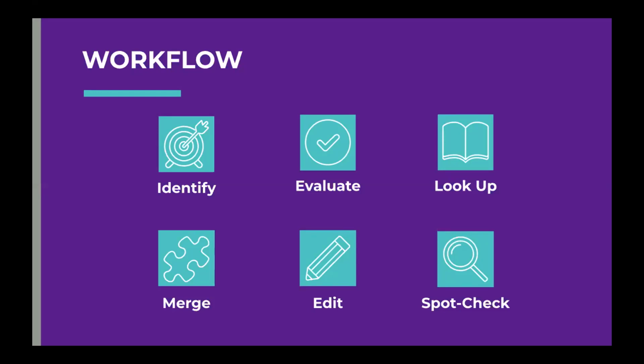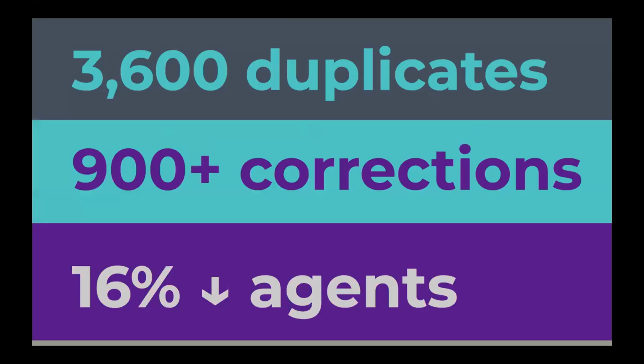And we also just did a little bit of spot checking on the remainder of the records for any conspicuous errors, which we viewed as a bonus on top of what we had already addressed. So through this work, we merged over 3,600 duplicate records, edited over 900 entries, and ultimately reduced the number of agent records in our system by over 16%. We didn't always write down if we had made edits, so I'm sure that the number of corrected records is actually well above this.